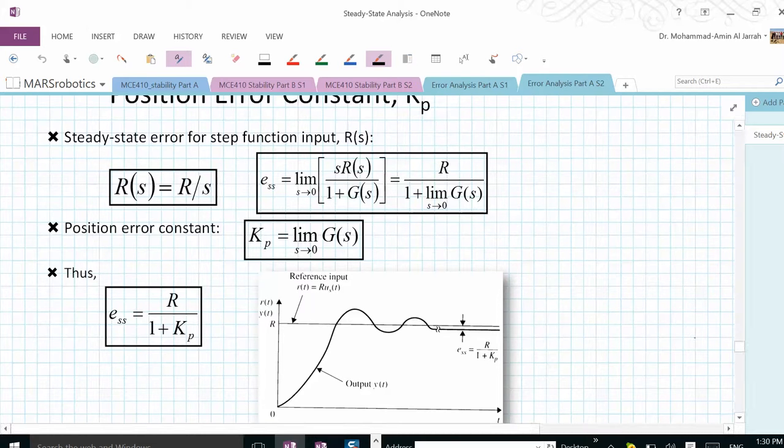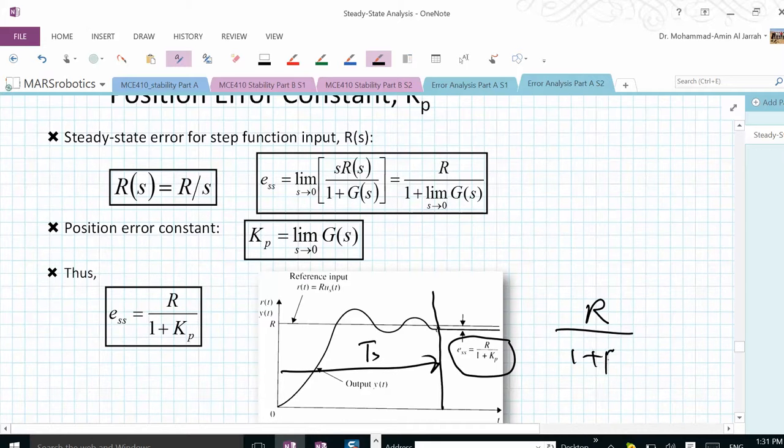We already discussed the position error constant. Forget about the transient part. We talk about the steady state error after t greater than ts. Now we are able to find a value for the error, and for the step input, the value of this error, ESS, is R over 1 plus Kp. What is R? The input magnitude.